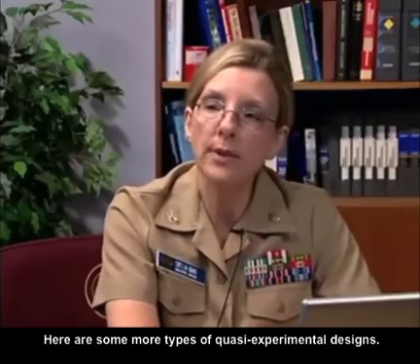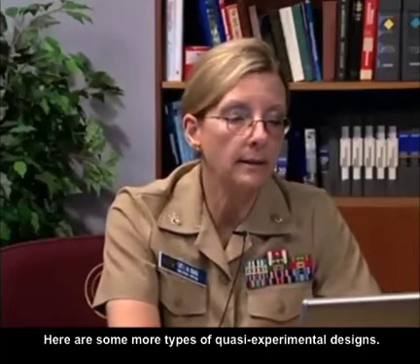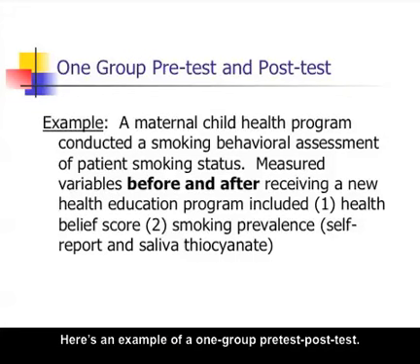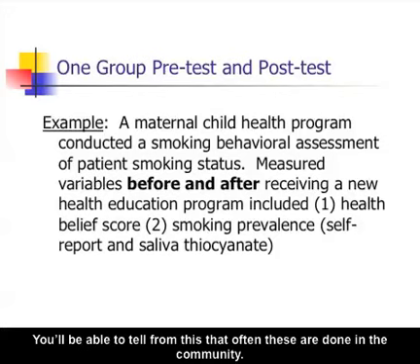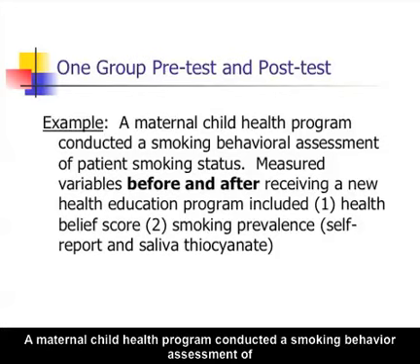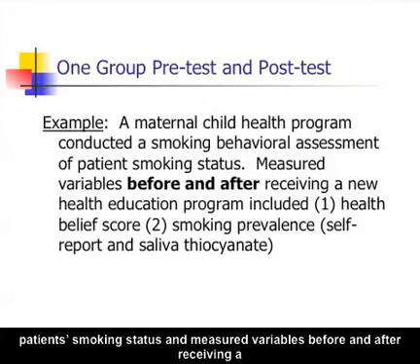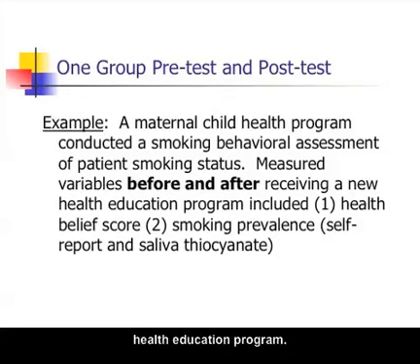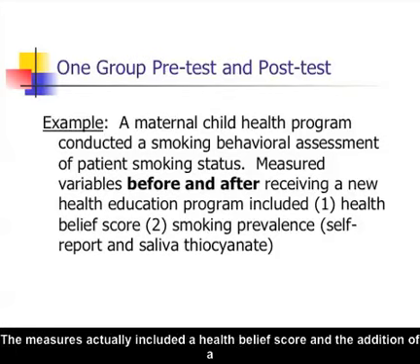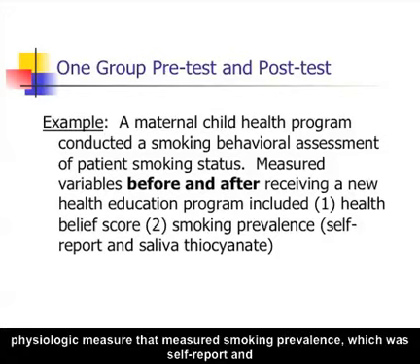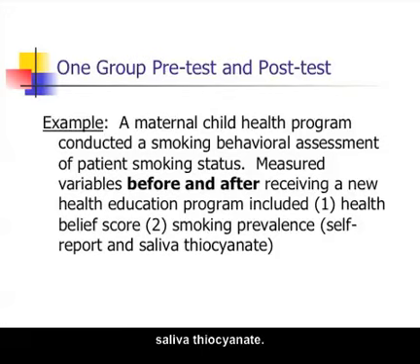So here's some more types of quasi-experimental designs. Here's an example of a one-group pre-test, post-test, and you'll be able to tell from this that often these are done in the community. A maternal child health program conducted a smoking behavior assessment of patient smoking status and measured variables before and after receiving a health education program, which included a health belief score and the addition of a physiologic measure that measured smoking prevalence, which was self-report and saliva thiocyanate.